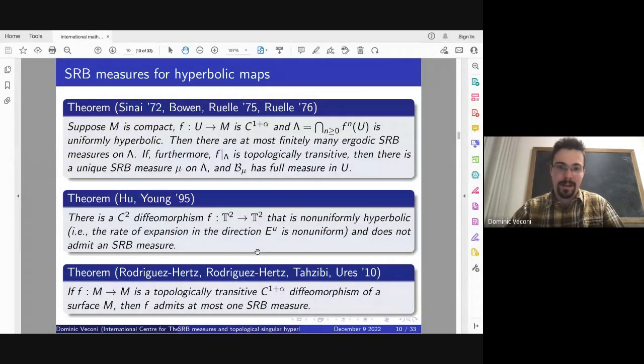So they're quite exceptional. But they are related to transitivity in a pretty neat way. It was shown by Federico and Jana Rodriguez-Hertz, Ali Tahzibi, and Raul Ures in 2010 that if you have a topologically transitive C^1 diffeomorphism of a surface, then that diffeomorphism admits at most one SRB measure. This does not guarantee the existence of an SRB measure in the first place, only that there's at most one of them if your map is topologically transitive.